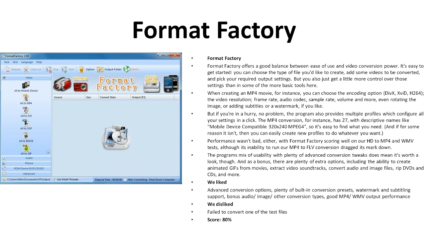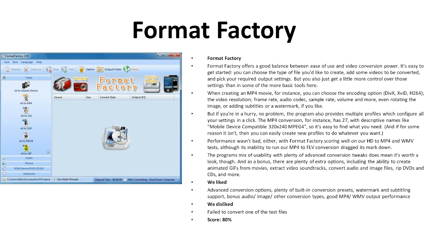Format Factory offers a good balance between ease of use and video conversion power. It's easy to get started. You can choose the type of file you'd like to create, add some videos to be converted, and pick your required output settings. But you also just get a little more control over those settings than in some of the more basic tools here. When creating an MP4 movie, for instance, you can choose the encoding option: DivX, Xvid, H264, the video resolution, frame rate, audio codec, sample rate, volume and more, even rotating the image, or adding subtitles or a watermark, if you like. But if you're in a hurry, no problem.